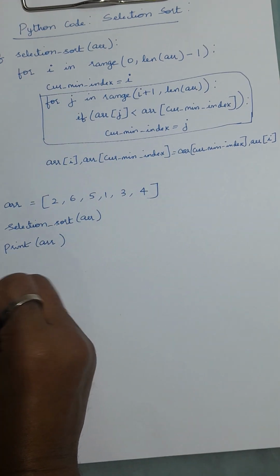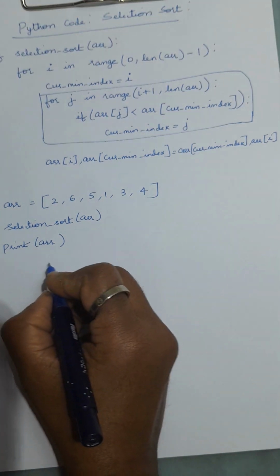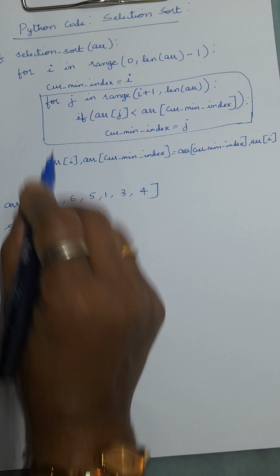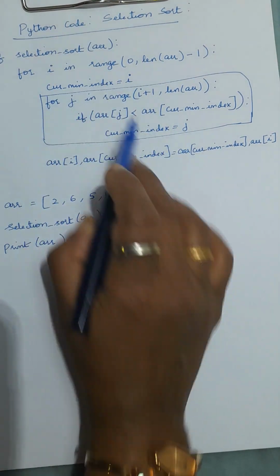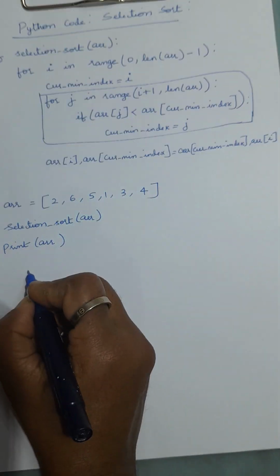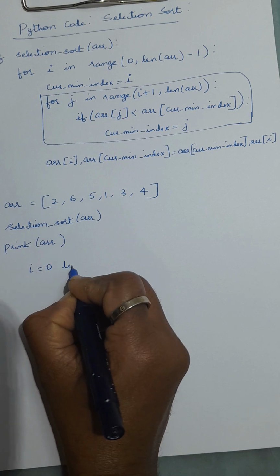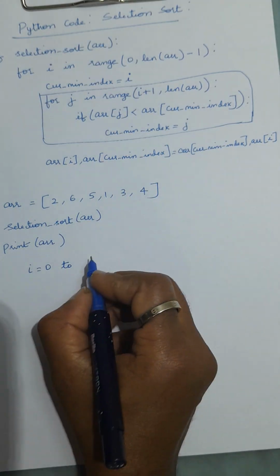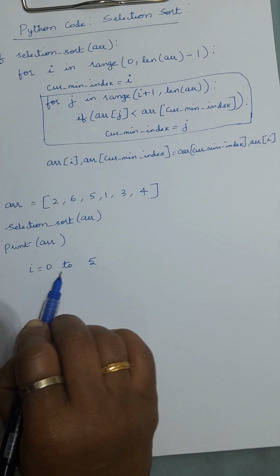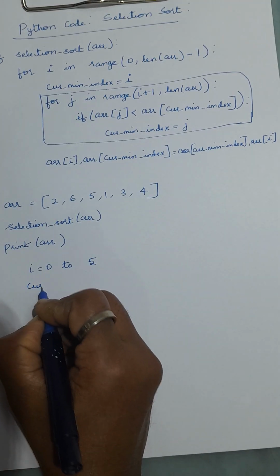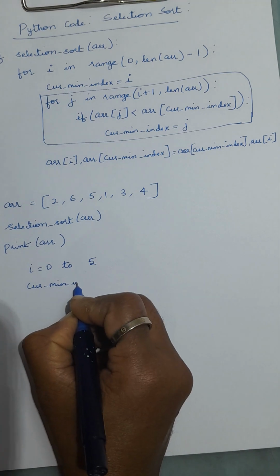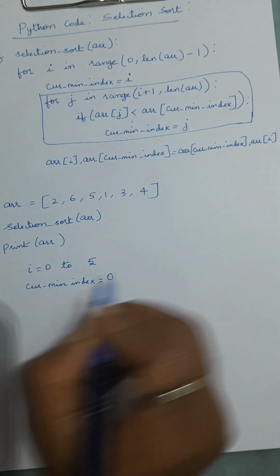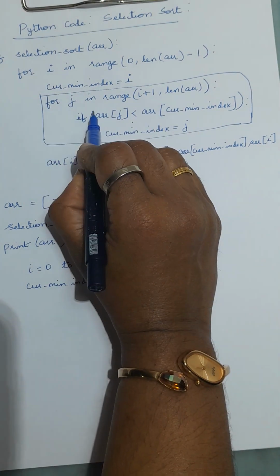So trace 1. Now array elements are 2, 6, 5, 1, 3 and 4. Initially for i in range 0 to length of array minus 1. So i value will be 0. Length of array is 6, 6 minus 1 is 5. We have to move from 0 to 5. Current minimum index is i. What is the initial i value? 0. Now it will come to the innermost for loop.